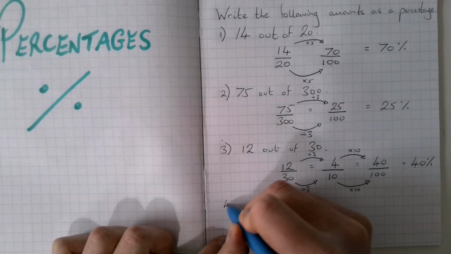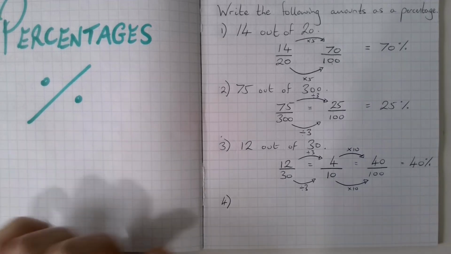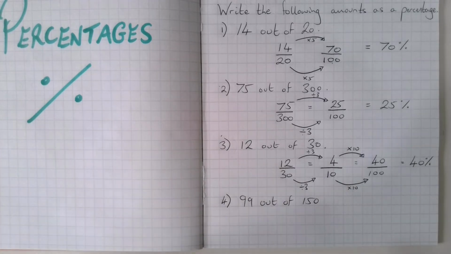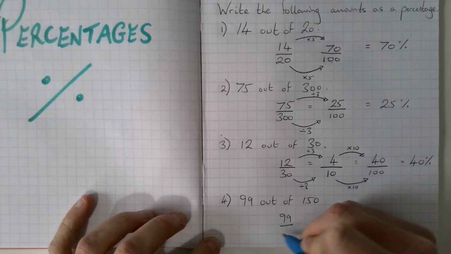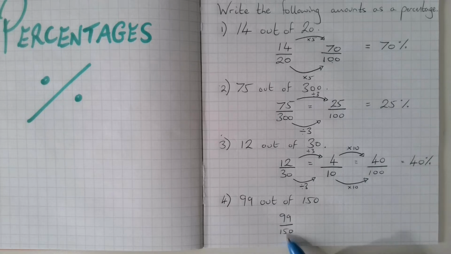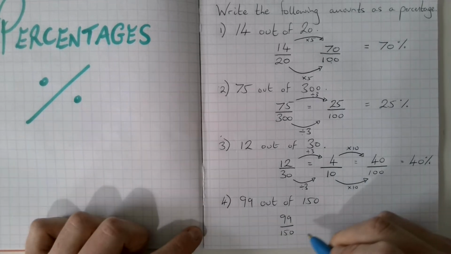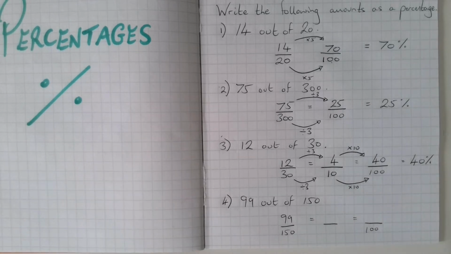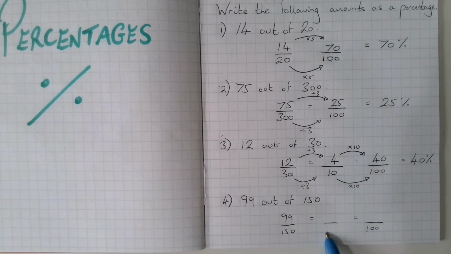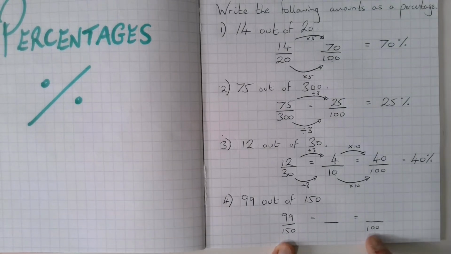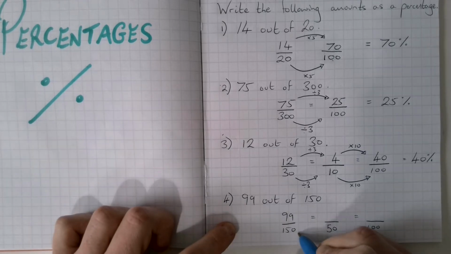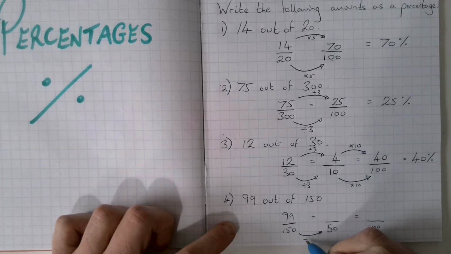So I'm going to do one more example for this part of the lesson, and I'm going to do 99 out of 150. So this time I can't simply divide 150 by a number to get 100, so I'm going to need to do a middle step before I get to my fraction over 100. So again, what number goes into both 150 and 100. Well, I could use 10, I could use 25, but I'm going to use 50. So first of all, what do I need to do to get from 150 to 50?